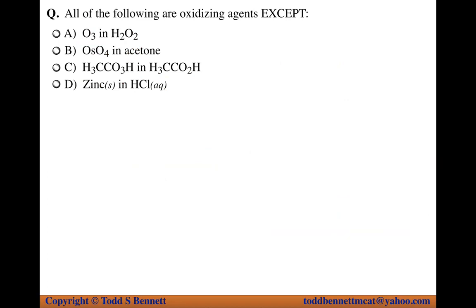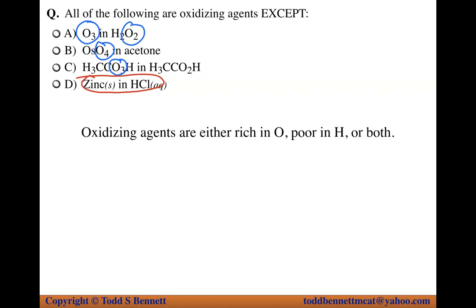Okay, so how can we apply it in the question? So, nice simple multiple choice question here. Which of the following are oxidizing agents except, or all the following are oxidizing agents except? So again, we want to look into the basic premise of O's. Rich in O, rich in O, rich in O. A metal with H's around, but absolutely no oxygens to be found anywhere. So rich in O and/or poor in H.